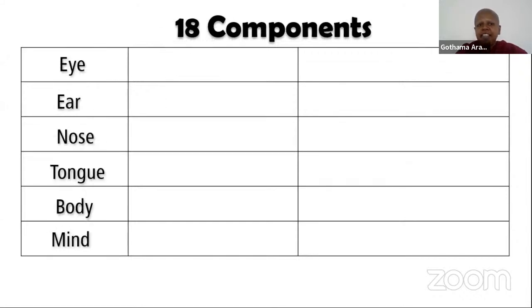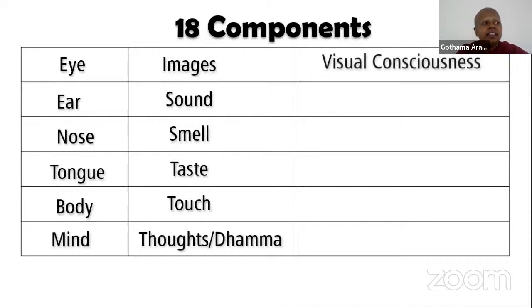And there are 18 components. I told about this in an earlier session, but I didn't have the slide at that moment. So you know these 6 parts: eye, ear, nose, tongue, body, and mind. These are the internal 6 faculties. And images, sound, smell, taste, touch, and thoughts. So those are the compatible external things. With the eye, you see pictures, with the ear, you hear sound, with the nose, you smell, then taste, touch, and thoughts.